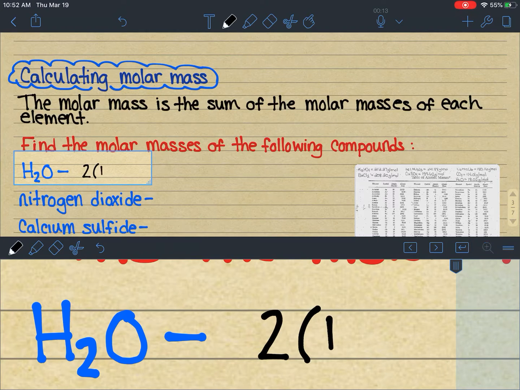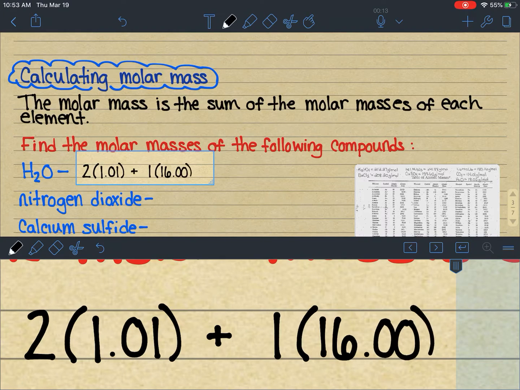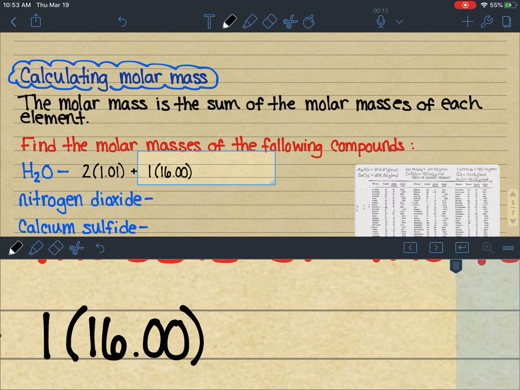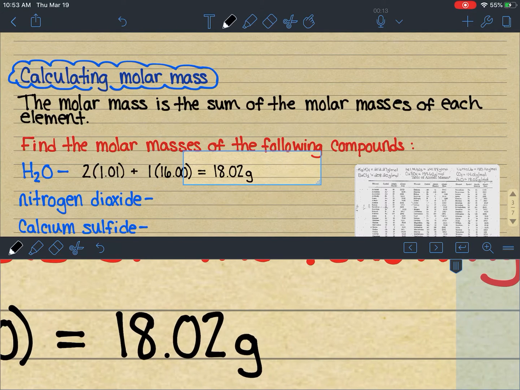So hydrogen, if we round that mass to the hundredths, is going to be 1.01. We're going to add that to how many oxygen atoms there are in water. So we have 1 times the molar mass of oxygen. Again, that's going to be 16.00. Then just plug that into your calculator. You do not have to do this mental math. You can if you want to, absolutely, but you can just plug that into your calculator. 18.02 grams of water for every 1 mole of water.